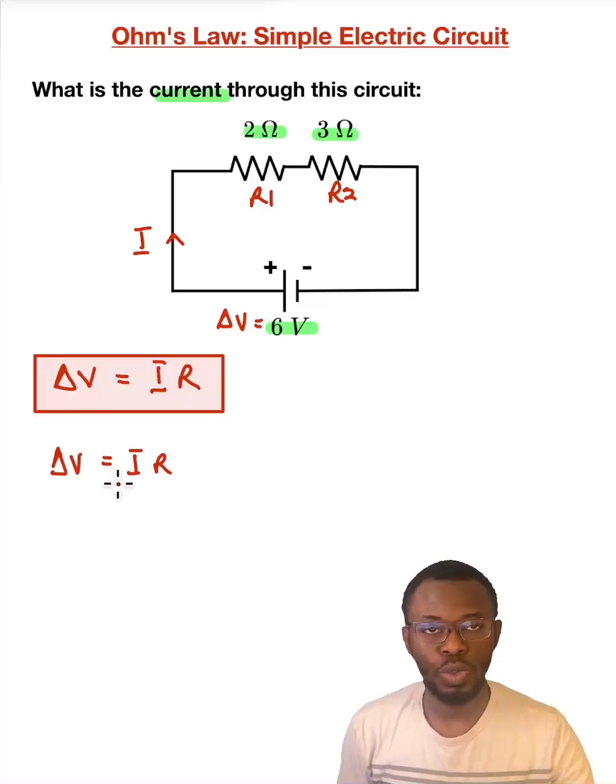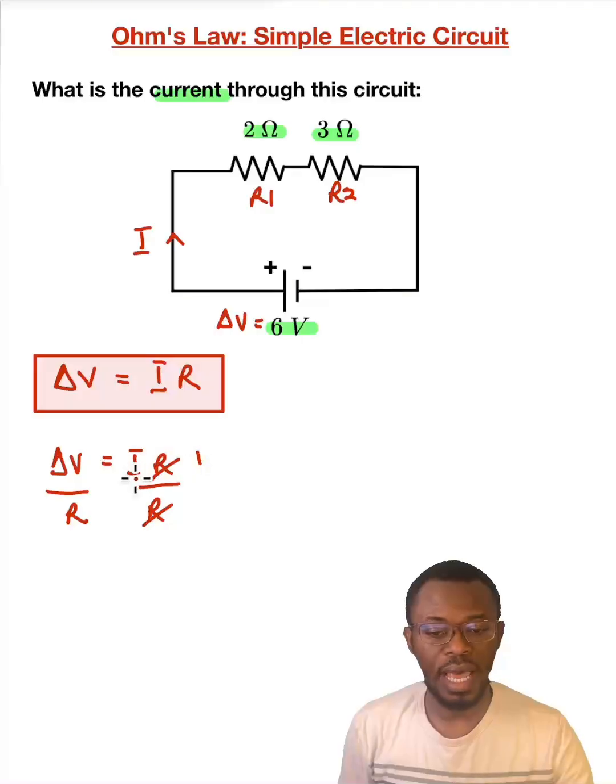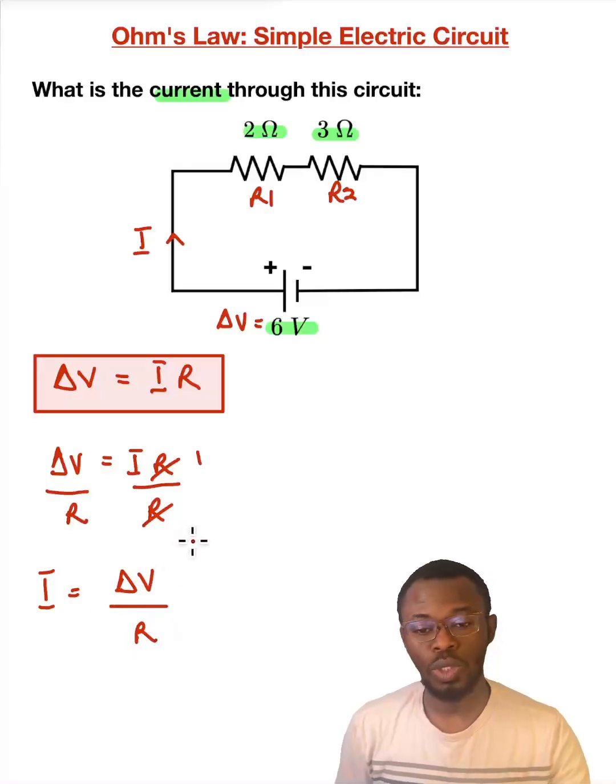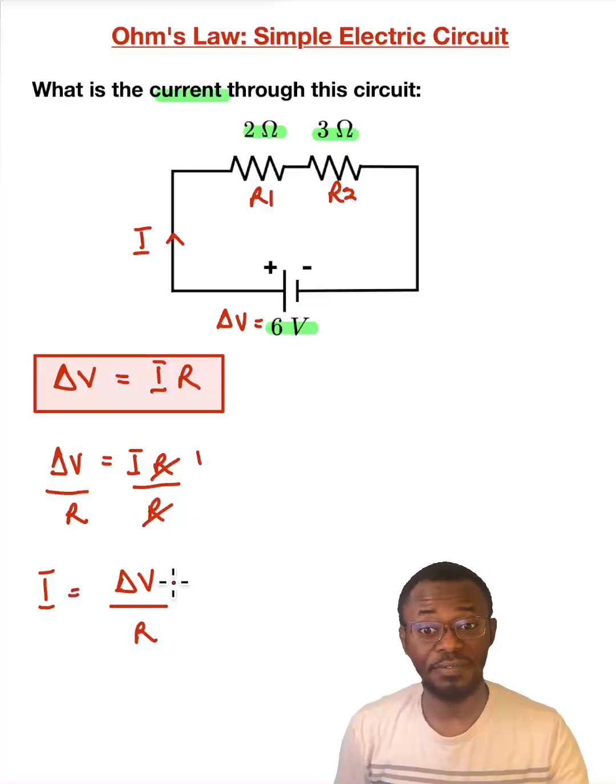The goal is that we want to find I. So to find I, we need to isolate I in this Ohm's law equation. So we divide both sides of the equation by R. Once we have this, R cancels R to 1, and then 1 times I is equal to delta V, which is the potential difference, divided by R. Now we know the potential difference to be 6 volts.